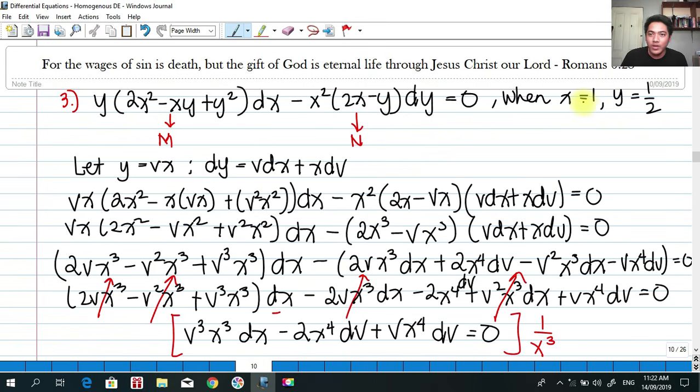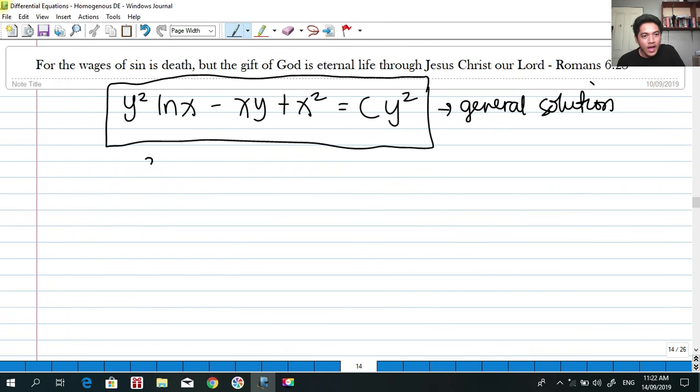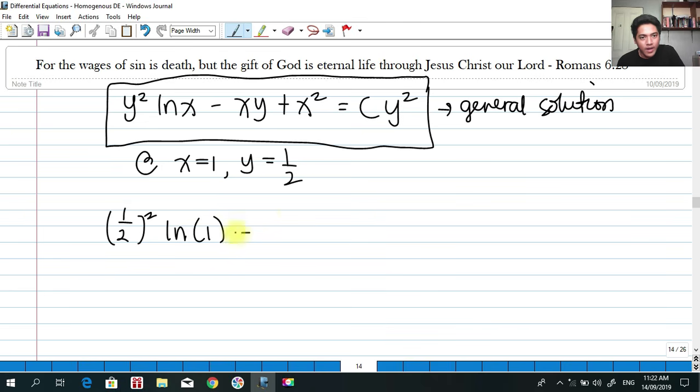In the problem we are given an initial condition: when x is equal to 1, y is equal to 1 half. So at x equals 1, y equals 1 half, we're going to solve for the value of c. Substituting this, what will happen? 1 half squared ln of 1, minus 1 times 1 half, plus 1 squared is equal to c times y squared.